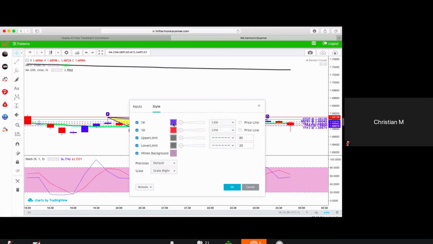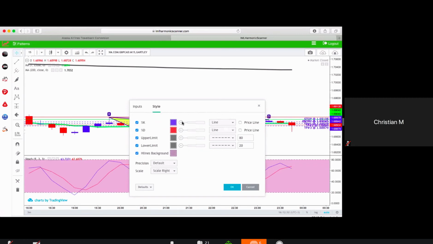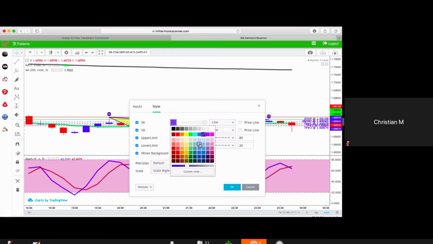Style. I'm going to make this dark blue, and I'm going to make it dark red. Turn that up. That's not blue. That's purple. That looks like purple. Okay, that's a little better.